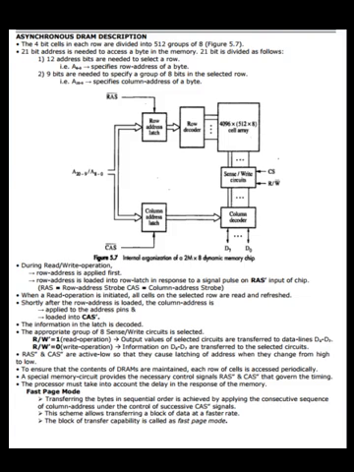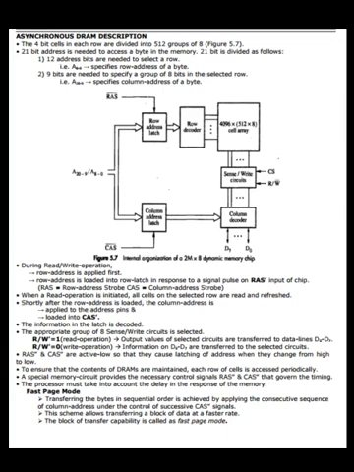Now let us see the asynchronous DRAM description. The cells in each row are divided into groups of 8. See figure 8.7. A 21-bit address is needed to access a byte in the memory. The 21 bits are divided as follows. 12 address bits are needed to select a row: A8 to 0 specifies the row address of a byte. 9 bits are needed to specify a group of 8 bits in the selected row: A20 to 9 specifies the column address of a byte.